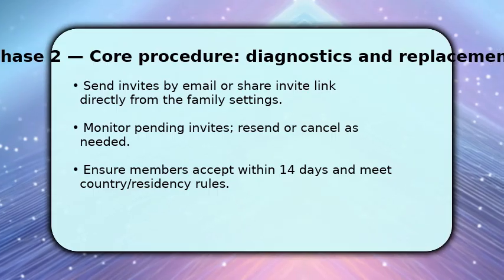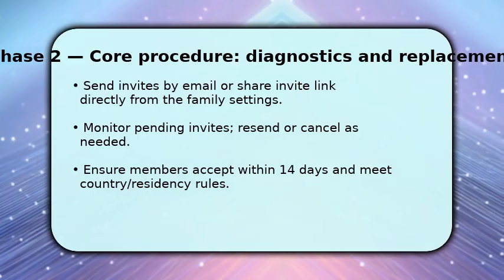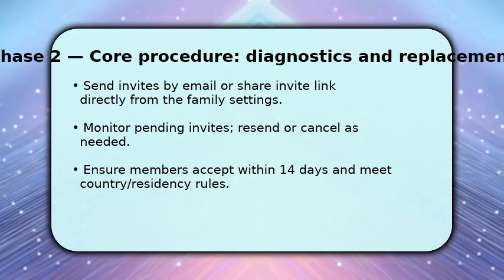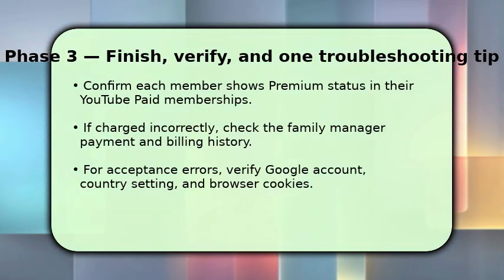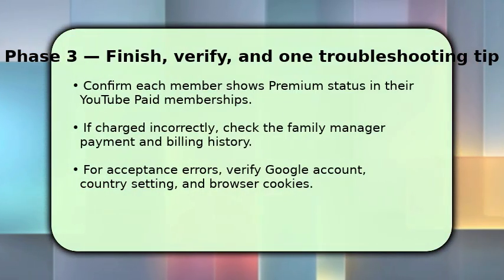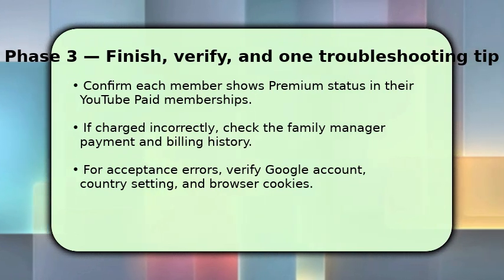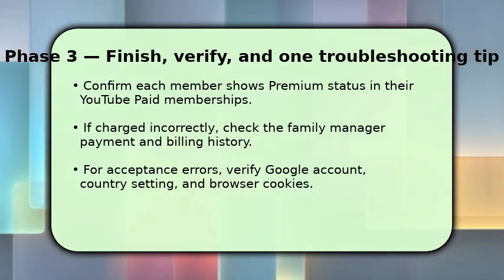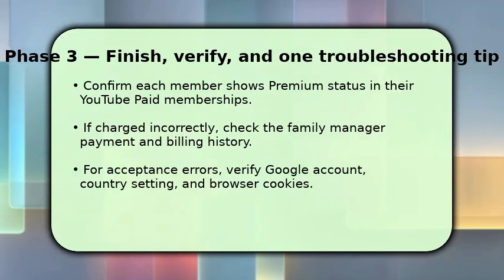Make sure everyone completes acceptance and verifies any address prompts, so their accounts join the family. Finally, you confirm membership by checking each member's paid memberships page to see premium status. If someone is missing, ask them to sign out and sign back in, then accept the invite again.